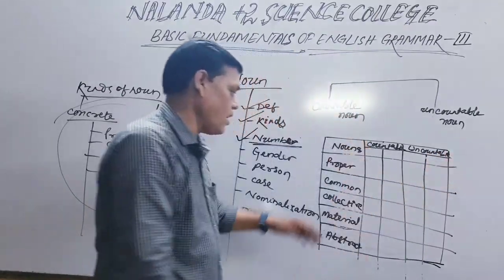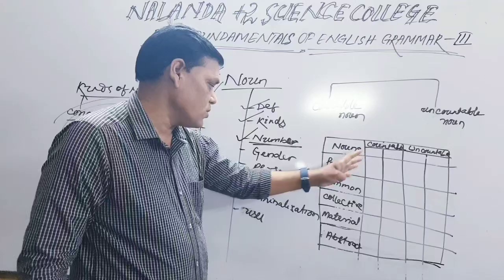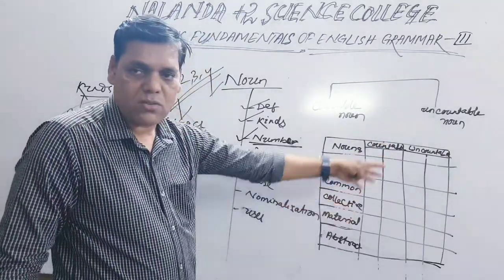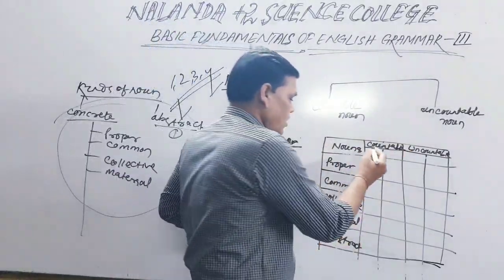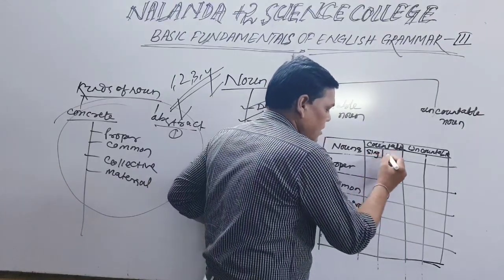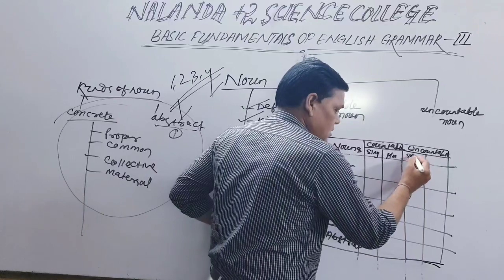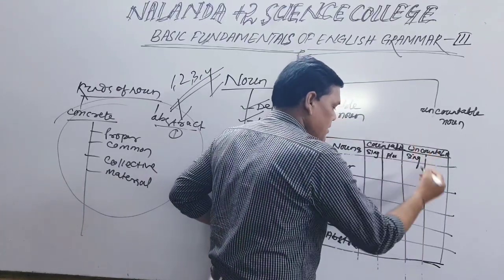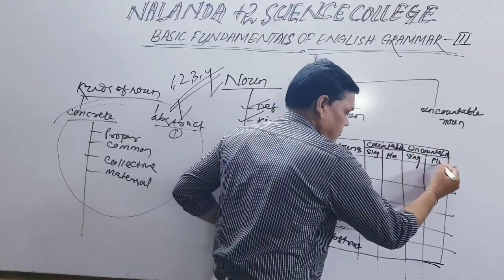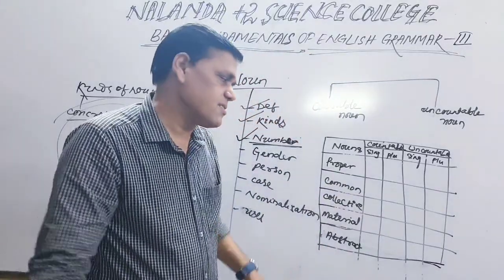Now we divide, or segmentize, the nouns into two groups: countable nouns and uncountable nouns. Countable nouns can be singular. Countable nouns can be plural. Uncountable nouns can only be singular. They can't be plural. Understood, students?